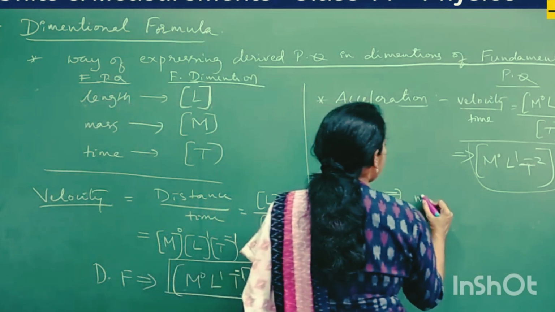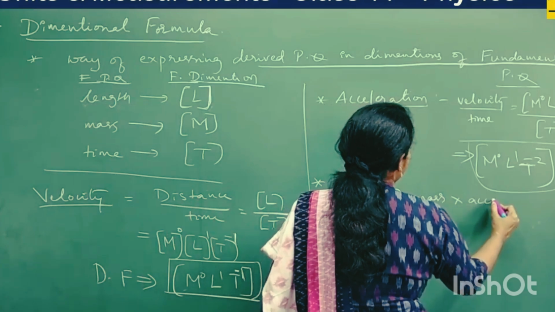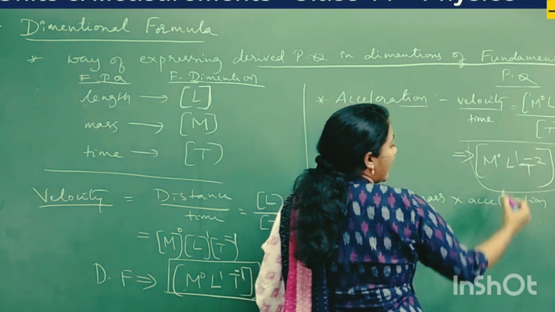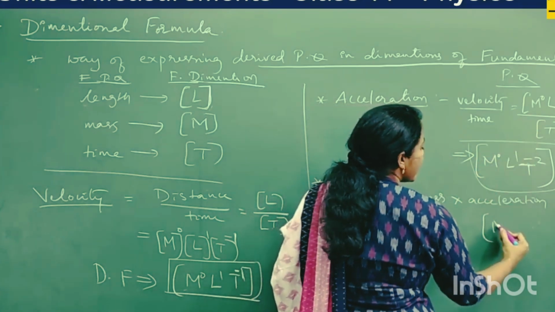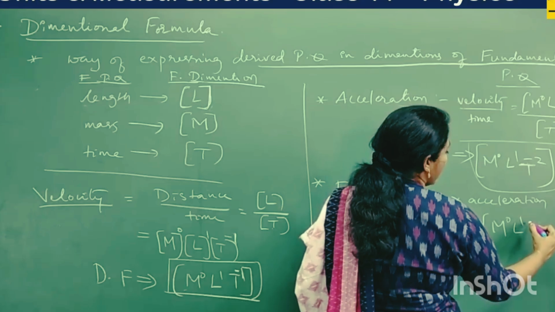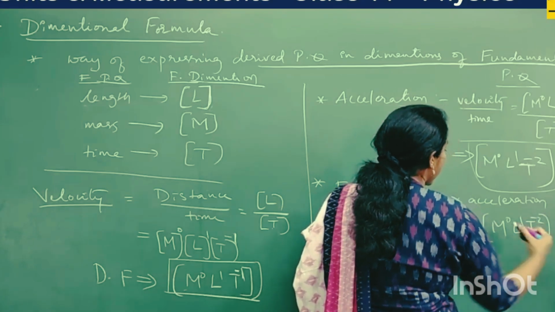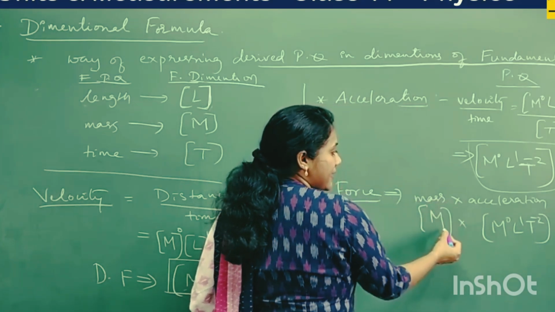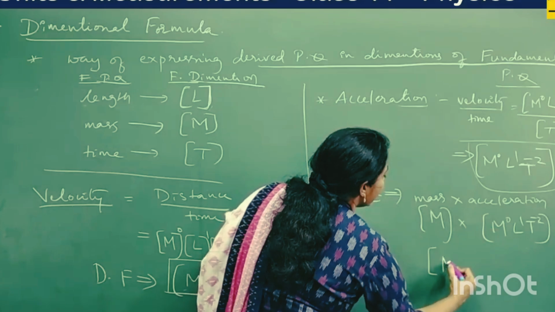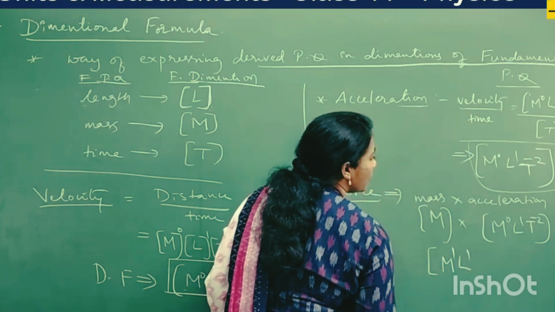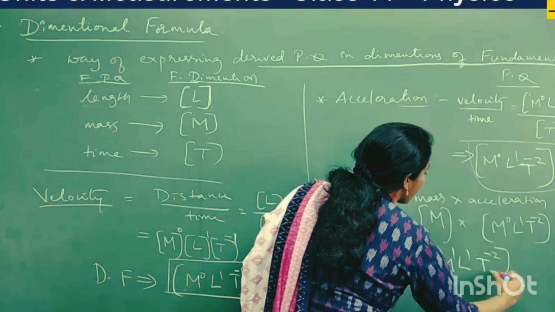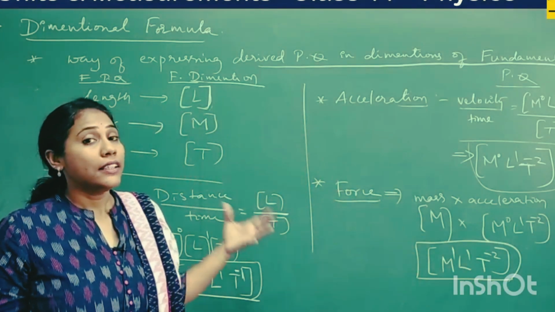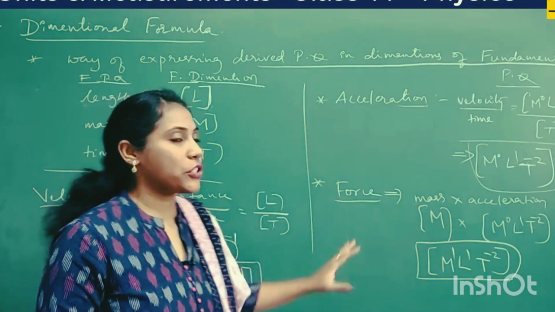What is force here? Mass into acceleration. The acceleration's dimensional formula you have just derived: M0 L1 T to the power minus 2. And mass means what? What is the dimension for mass? It is M. So you can write it as M to the power 1, L to the power 1, T to the power minus 2. This will be the dimensional formula for force. So I think now you got an idea how to write the dimensional formula.